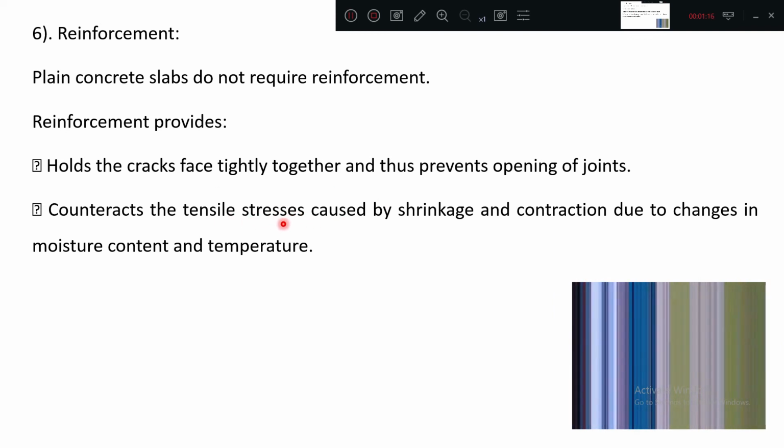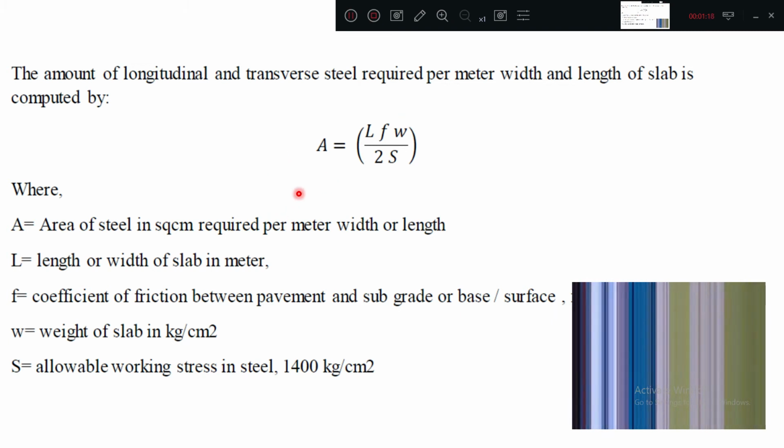The standard formula for calculation of area of steel in pavement is A equal to LFW divided by 2S. A is what? Area of steel. L is what? Length or width of the slab. F is coefficient of friction. W is weight of the slab. S is the allowable working stress.